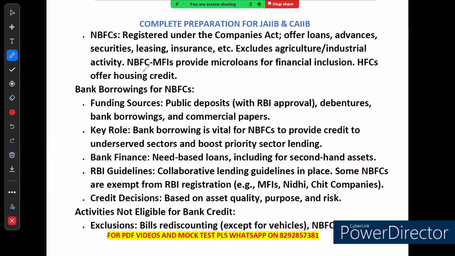Some NBFCs like NBFC-MFI focus on micro loans to help financial inclusion, that is bringing banking services to the underserved people. Other NBFCs like HFCs, that is housing finance companies, specialize in providing housing credit. Now let's talk about where NBFCs get their money. NBFCs get their money from different sources like public deposits with RBI approval, debentures, which is a type of loan NBFCs can take, bank borrowing and commercial paper. Banks are really important for NBFCs because they provide funding that can help NBFCs lend to people who might not get a loan from a regular bank, especially in priority sectors like microfinance and housing.